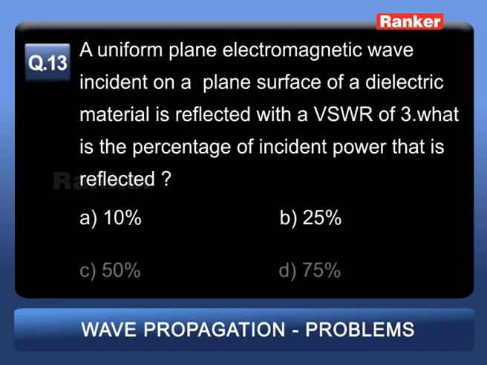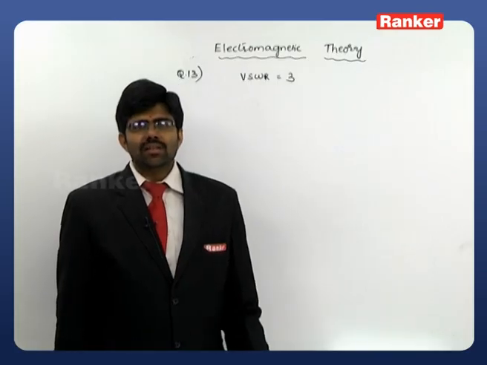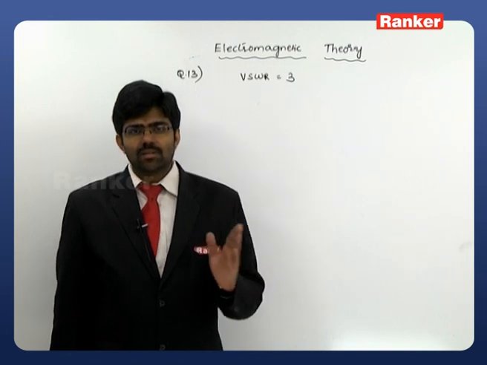A uniform plane electromagnetic wave incident on a plane surface of a dielectric material is reflected with a VSWR of 3. What is the percentage of incident power that is reflected? The options are given like this. Option A 10%, option B 25%, option C 50%, and option D is 75%. So here clearly a wave is traveling and it is taking some reflection.